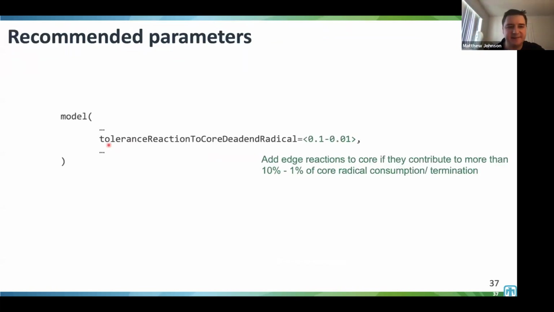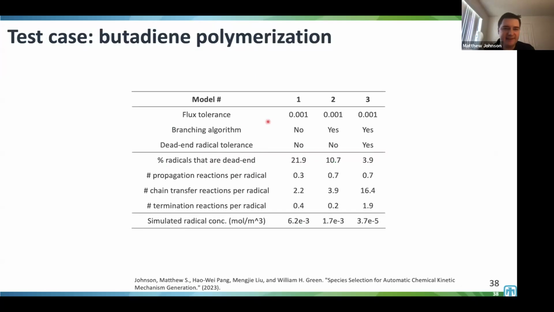So this is relatively simple, usually about a 0.1 to 0.01 tolerance, reaction to core dead end radical in terms of the model block. And as she applied this, she was able to find that this made a very, very significant difference. The branching algorithm, as you can see here, helps a little bit. But adding in the dead end radical made a very significant difference in bringing down the radical concentration, and also finding a lot of these chain transfer and termination reactions.